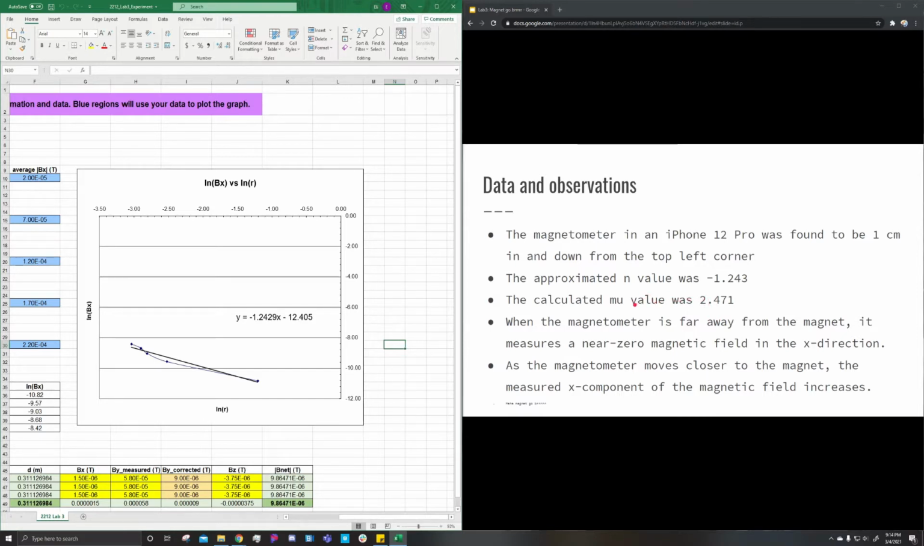And so some observations: when the magnetometer was far away from the magnet, it measured a near zero magnetic field, and as the magnetometer moves closer to the magnet, the x component increases. And this can be expected because we're getting much closer to the source of the magnetic field.